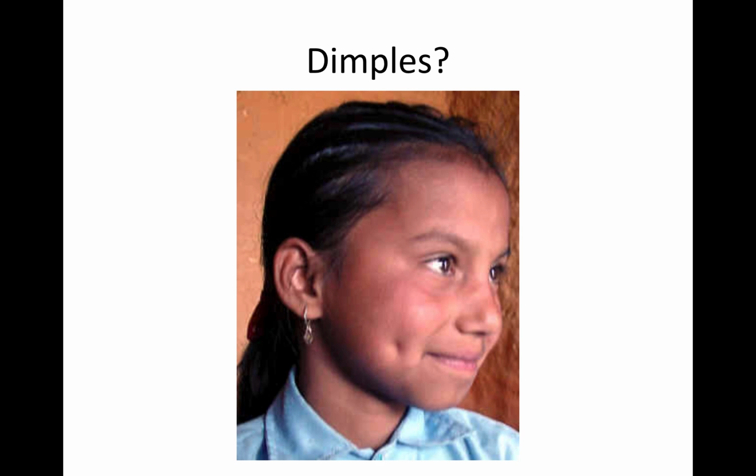Dimples. Dimples is a dominant trait as well. So only one of your parents has to have had the trait for dimples in their genetic code, and you will have it. You will express it.